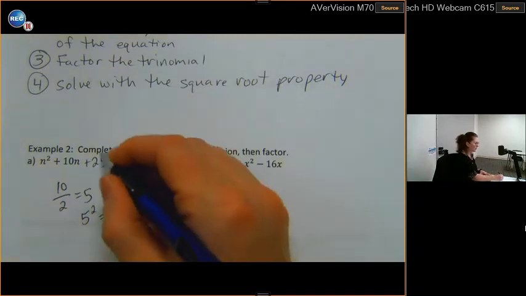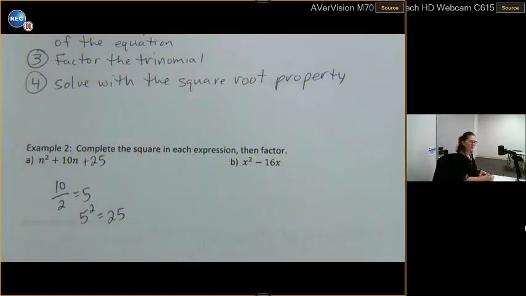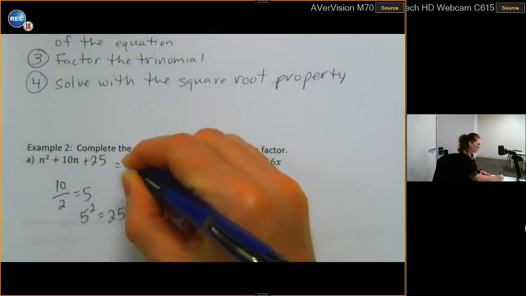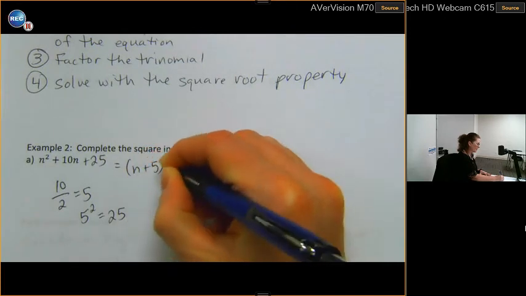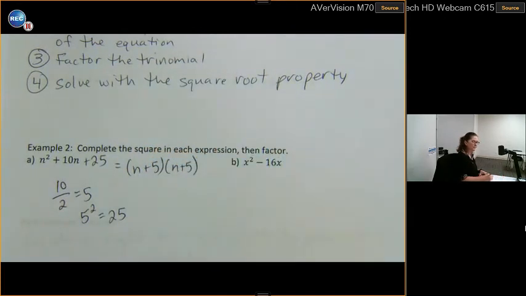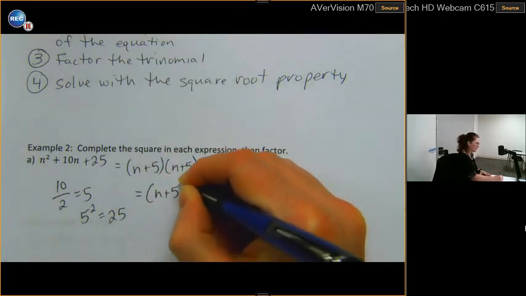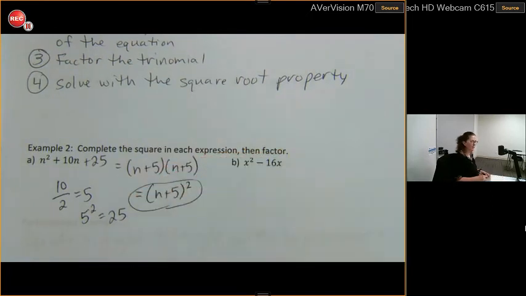and then this is factorable. We're looking for two numbers that multiply to 25 and add to 10, which is 5 and 5. You're going to find it's always the same number twice. So it's n plus 5 times n plus 5. And then the reason this is called completing the square is because n plus 5 times n plus 5 can be written as n plus 5 squared.